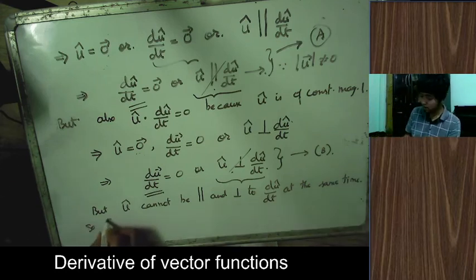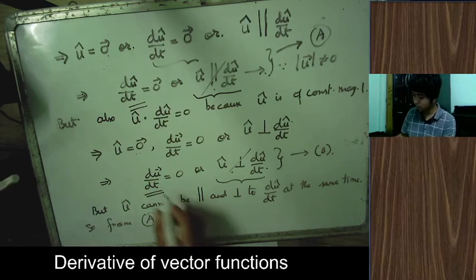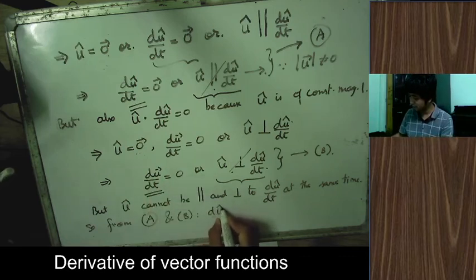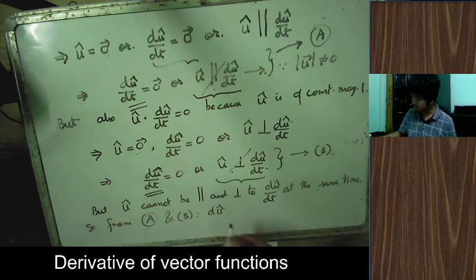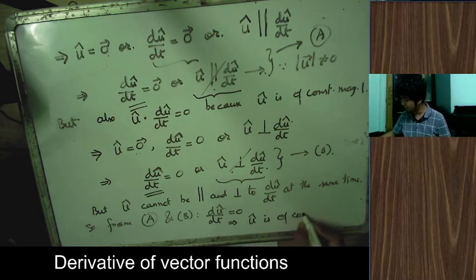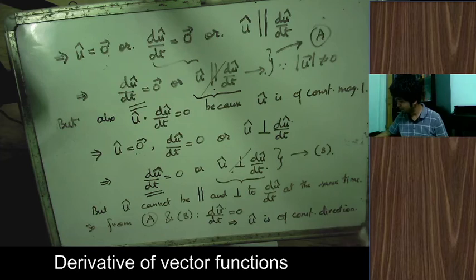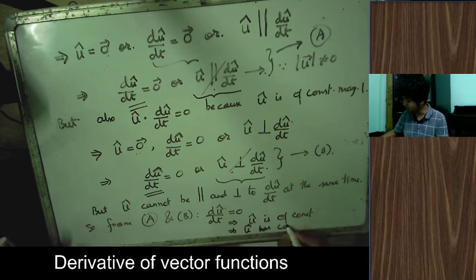So from A and B, we must have du dt equal to 0, which gives that U bar is of constant direction. U bar is constant, which ultimately implies that this vector has constant direction.